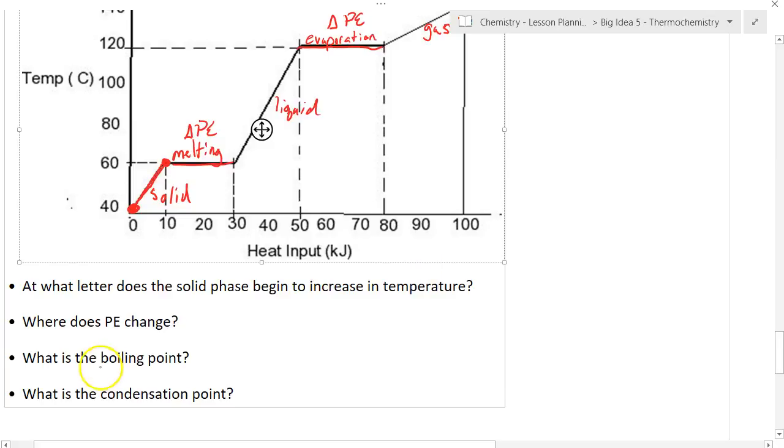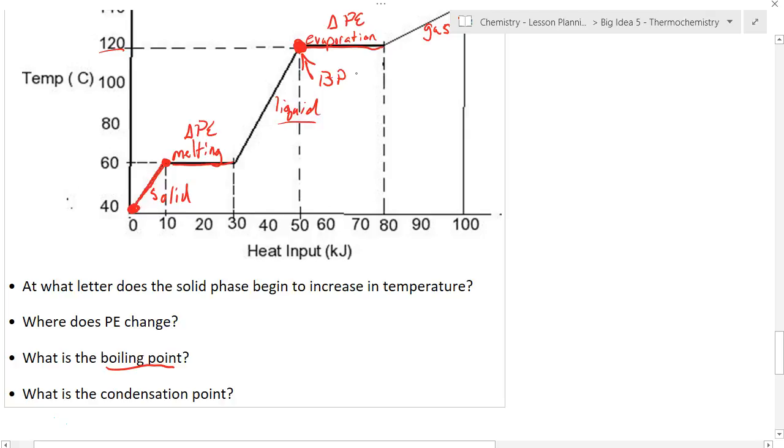What is the boiling point? So at what point does our system start to boil? Okay, when does it start to turn from liquid into a gas? It's going to be right here. Okay, so at 120 degrees, or right here, is our boiling point. It's right when our system starts to boil, because it's starting to turn from a liquid into a gas.